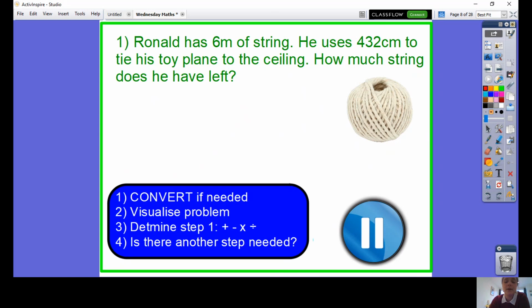Okay, this is the first question that you're going to do then. I'm going to read you the problem, and then you're going to pause it and go through those steps to find the answer. Ronald has 6 metres of string. He uses 432 centimetres to tie his toy plane to the ceiling. How much string does he have left? Remember, convert, visualise and determine your step. Pause the video now and solve this question.